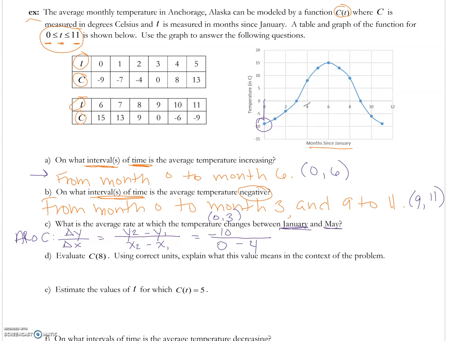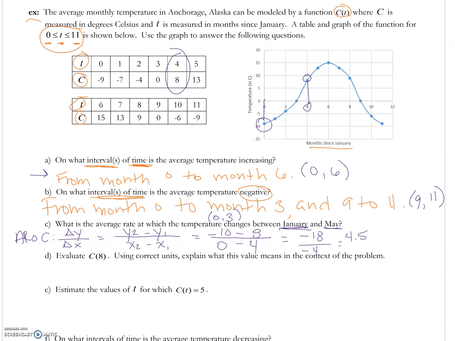When x is 4, the y value is somewhere in between 10 and 5, but I can look at my table and see that when x is 4, y is 8. So I'm going to subtract 8 there. If I do that calculation, negative 10 minus 8 is negative 18, over 0 minus 4 is negative 4. And when I actually do that division, 18 divided by 4, go ahead and get your calculator out if you need it, is positive 4.5.